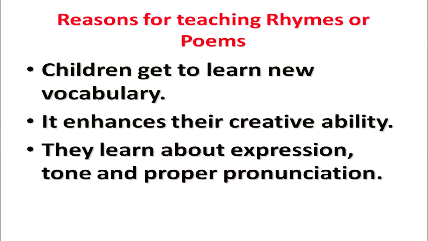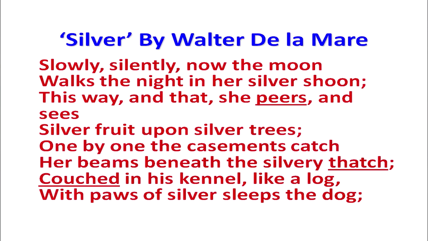When we recite a poem like that, we get to know a lot of things about poems. Children get to learn new vocabulary. The poem Silver is fit for class 3 and above. So when we read this poem, we learn a few words which are not very familiar for class 3 children. Suppose they ask you, what is peers? We are supposed to tell them. Peers means looking intently, observing.